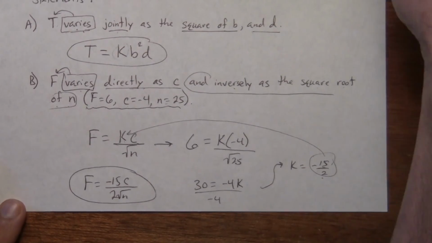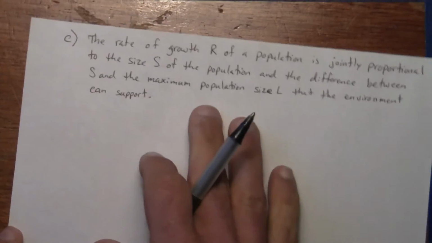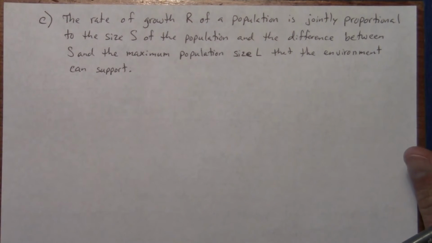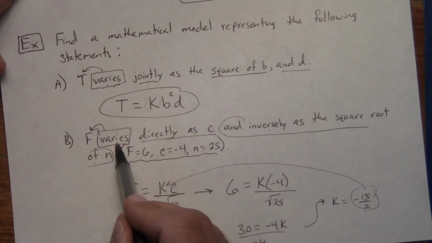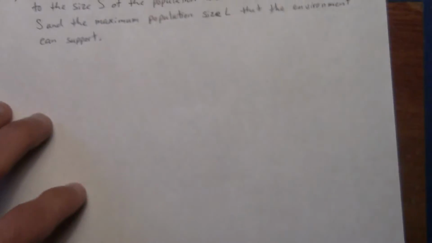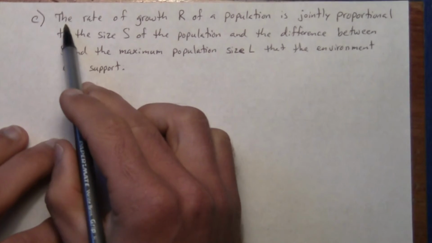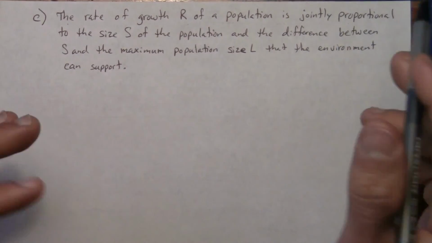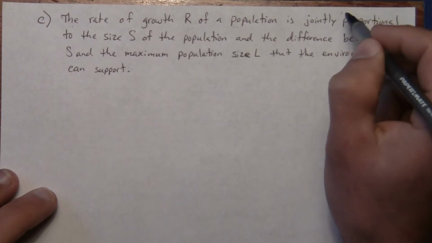And then the only other thing that you would do, same idea, is maybe doing a story problem like this. So, read through this, and what did I say when I was doing these problems? I always look for the word varies, and then look to see what's in front of it. I'm going to do the same thing here. I read through, it says the rate of growth, capital R, of a population is jointly proportional to. I notice I don't see the word varies. Proportional is kind of the same thing.